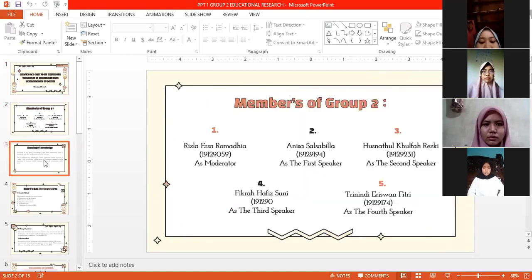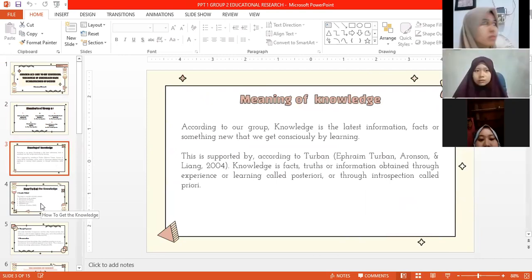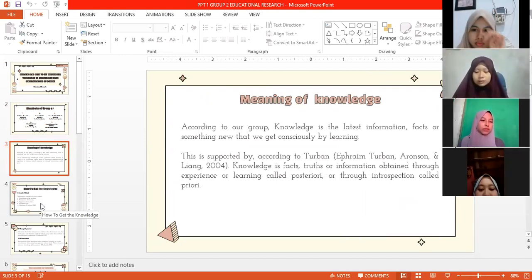Next, the meaning of knowledge. According to our group, knowledge is the latest information, fact, or something new that we get consciously by learning. This is supported by Turban: knowledge is fact, thought, or information obtained through experience or learning, a posteriori, or through introspection, a priori.